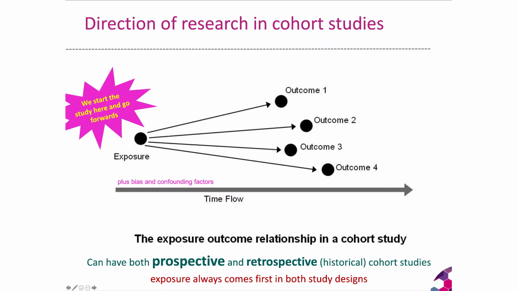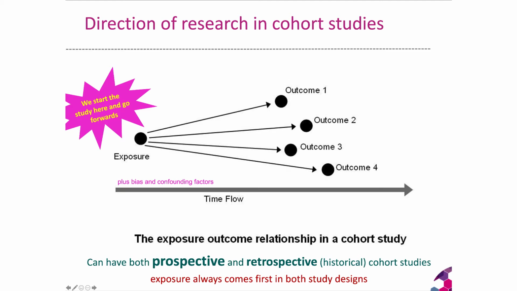So what is the direction of research in cohort studies? They normally start with the exposure. This is the important thing about cohort studies. We measure and identify the exposures on a group of people, and then we follow these people up over time and then measure a range of health outcomes.